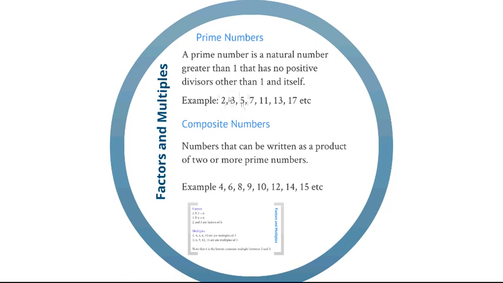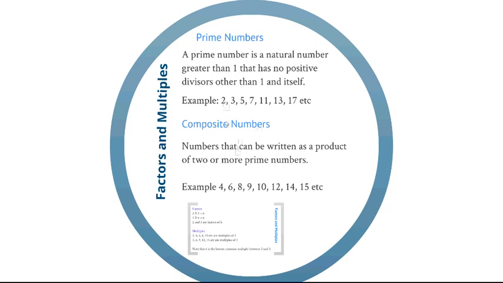2 is the only even prime. 2 divided by 2 itself equals 1, and 2 divided by 1 equals 2. But 2 cannot be divided by any other number to give you a whole number. So therefore we say that 2 is a prime number.